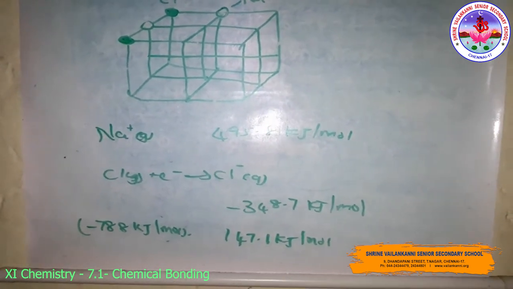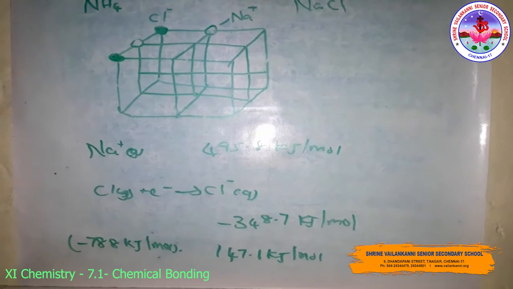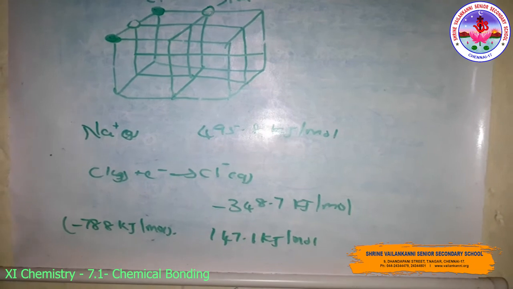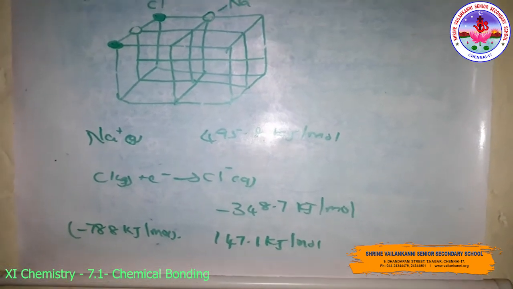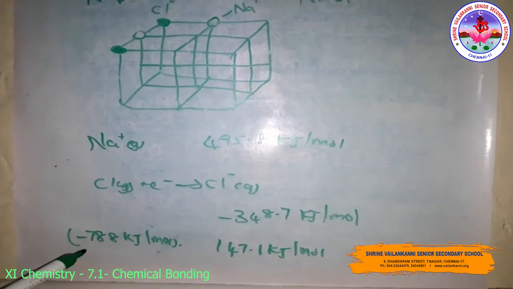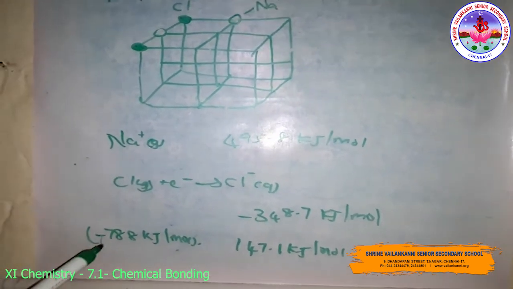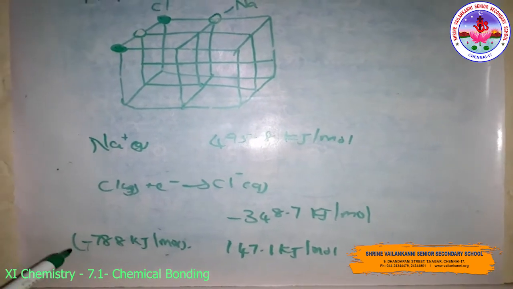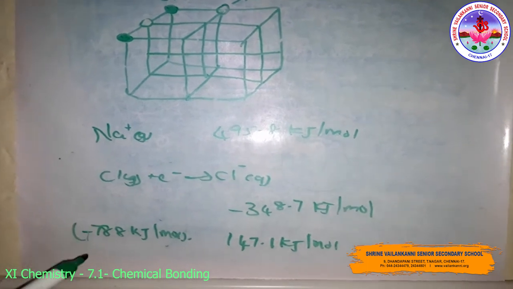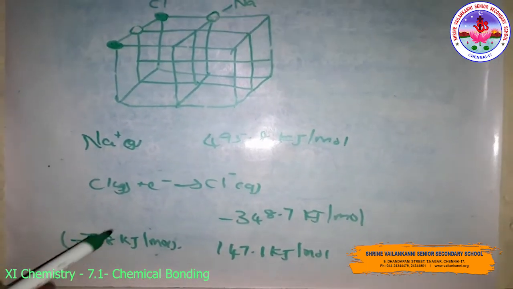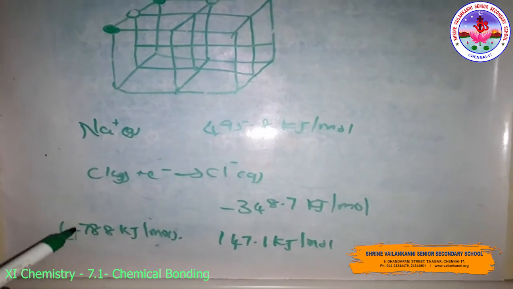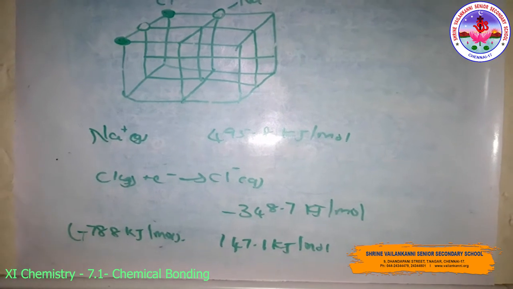Okay, next is the lattice enthalpy. The lattice enthalpy of an ionic solid is defined as the energy required to completely separate one mole of a solid ionic compound into its gaseous constituent ions. Example, NaCl is plus 788 kilojoule per mole. This means that 788 kilojoule of energy is required to separate 1 mole of solid NaCl into 1 mole of Na plus gaseous ions and 1 mole of Cl minus gaseous ions to an infinite distance.